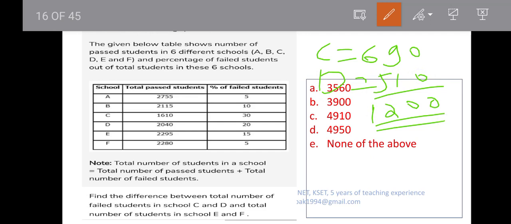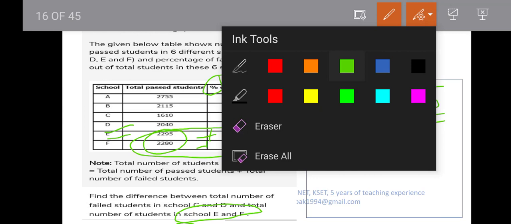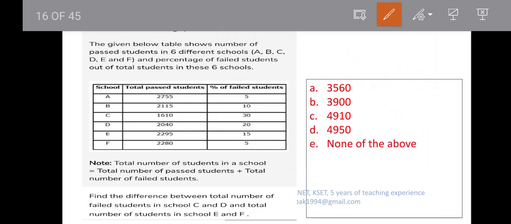And the total number of the students in school E and F they have asked. School E is here, school F is here. What do we need? This is the total number of the passed students. We need the total number of the students, right? So these two. Remember, this is given in proportion. We have to find out the total number. So 1200, keep it aside. We will go for the actual answer later. Now we have to calculate the total number of the students. How can we go for it?